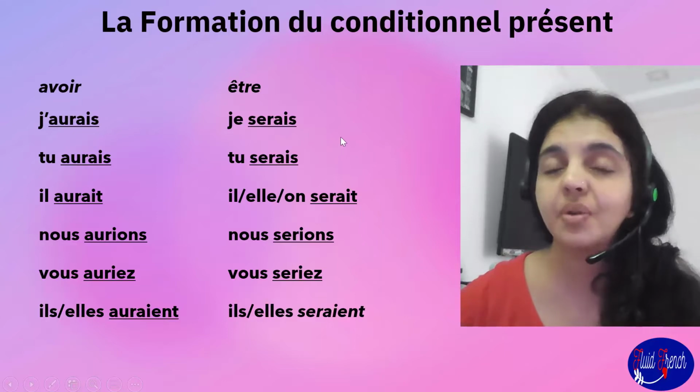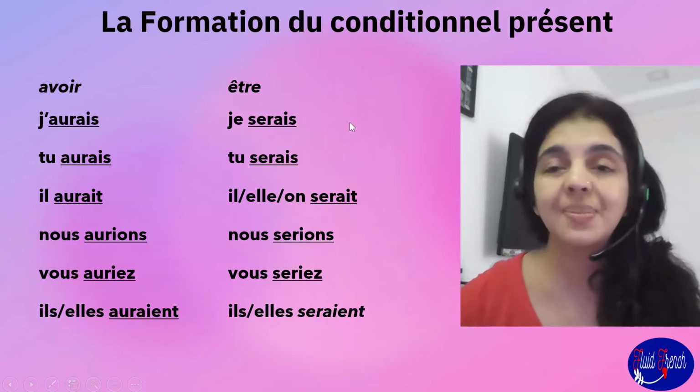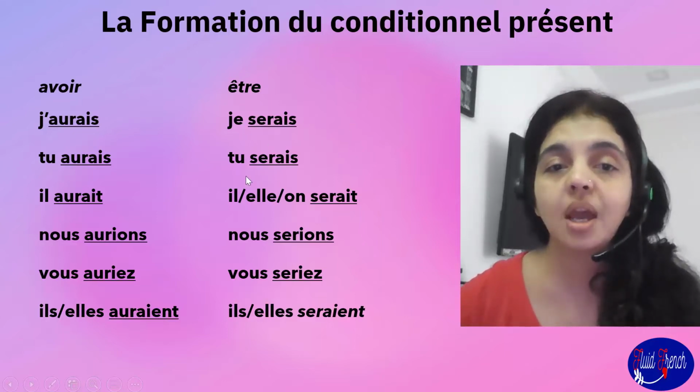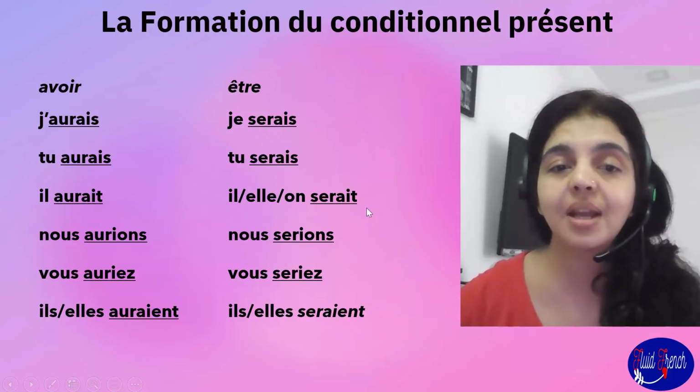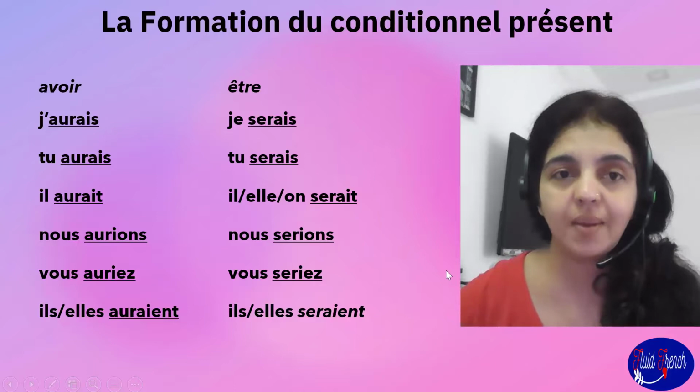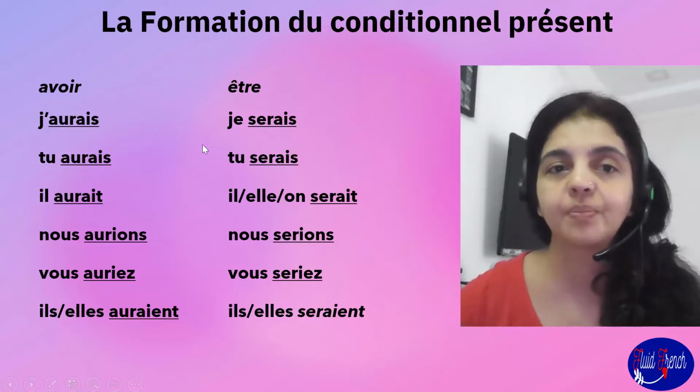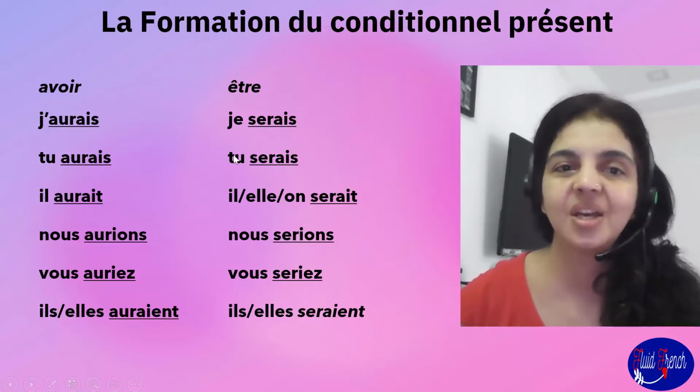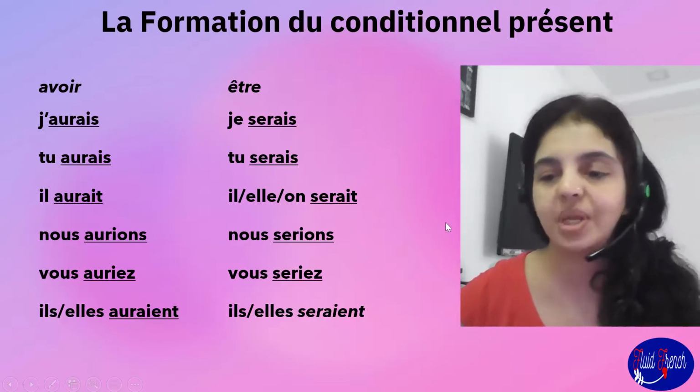This does not follow the pattern that we studied at all, so it's completely irregular. Je serais, tu serais, elle serait, nous serions, vous seriez, il serait. Okay, I would be, you would be, so on and so forth.